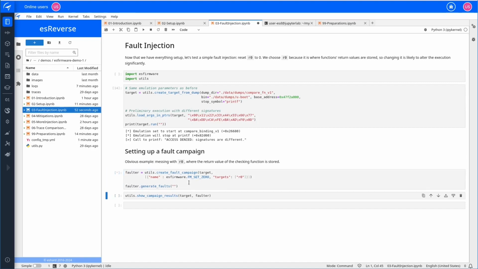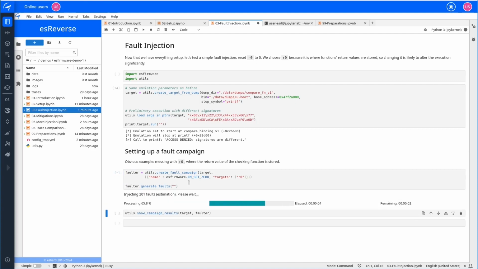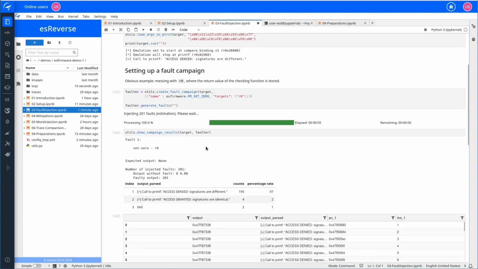So let's do that. Even though I targeted the function, I don't know exactly where I should make that particular injection. So that's why ES Reverse is going to do that for me. Inject fault everywhere possible, and we're going to see the results. So the campaign here is done, and we can look at the results.